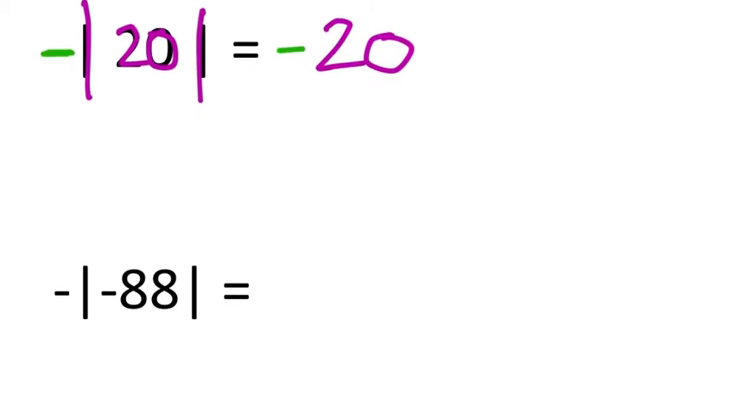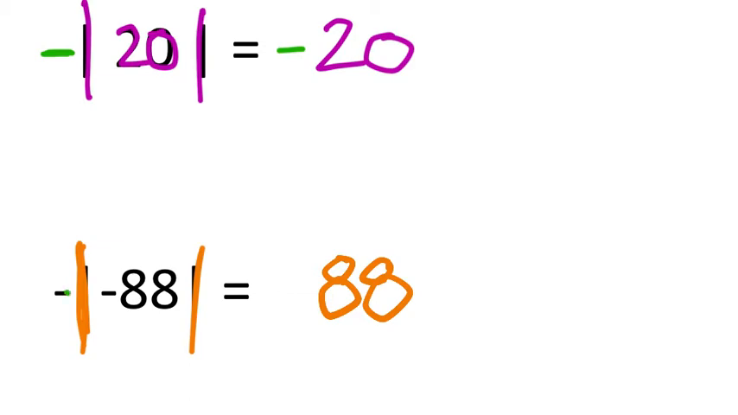Okay. So what about this one? It's the negative absolute value of negative 88. So again, I say, hey, look, start with the absolute value first. Can you tell me the absolute value of just negative 88? Don't worry about this negative here. Okay, so how far away is negative 88 from 0? It's 88 from 0. Okay, so that's where this orange 88 comes from.